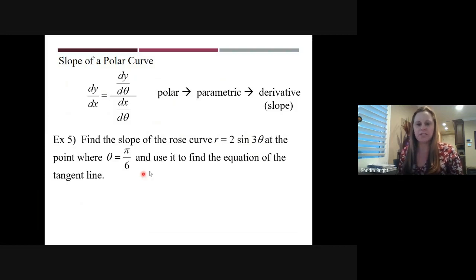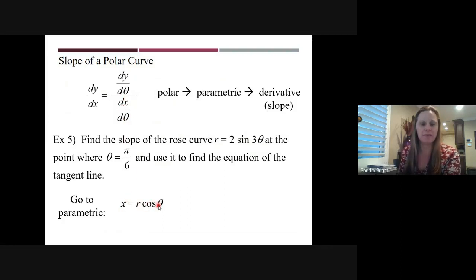So the first thing we're going to do is change this to parametric, right? Because r is in terms of theta, but we want dy/dx. So we want dy/d theta and dx/d theta. So first of all, we know x is equal to r times cosine of theta.